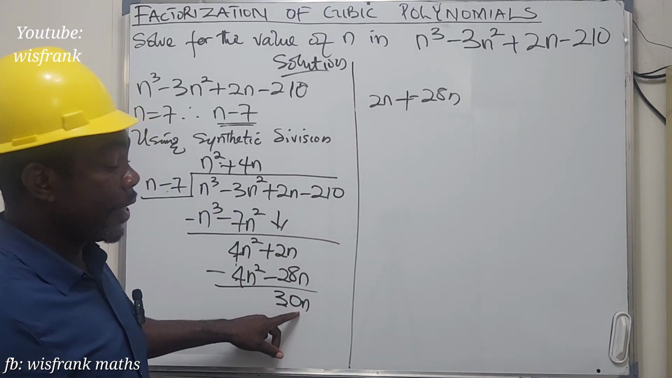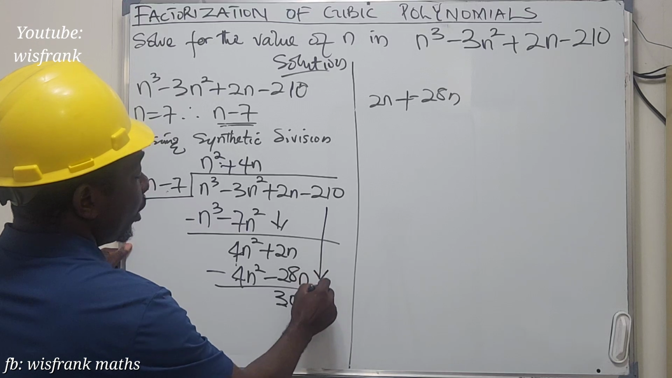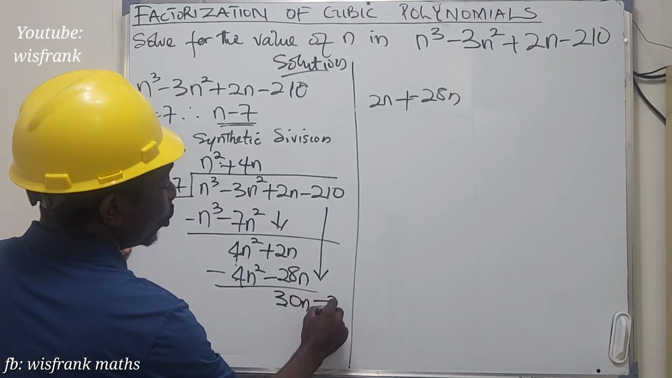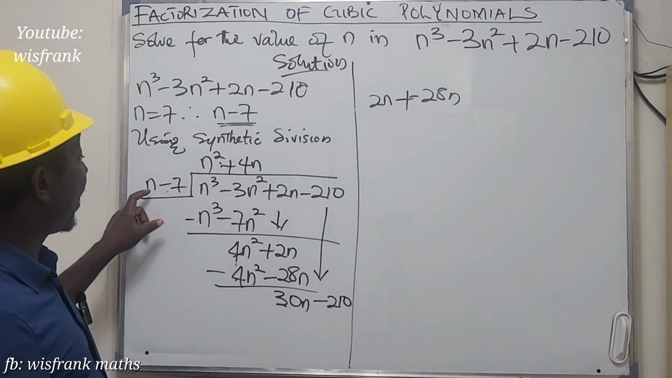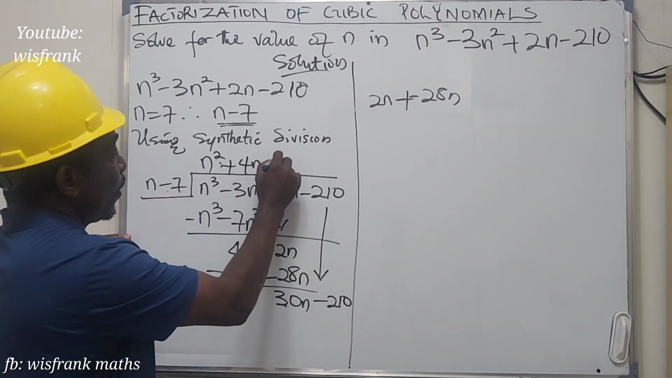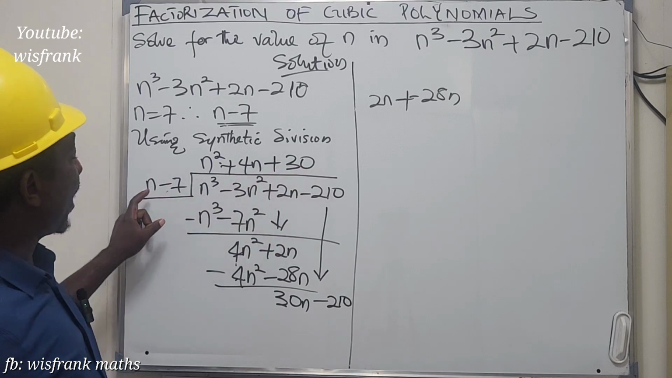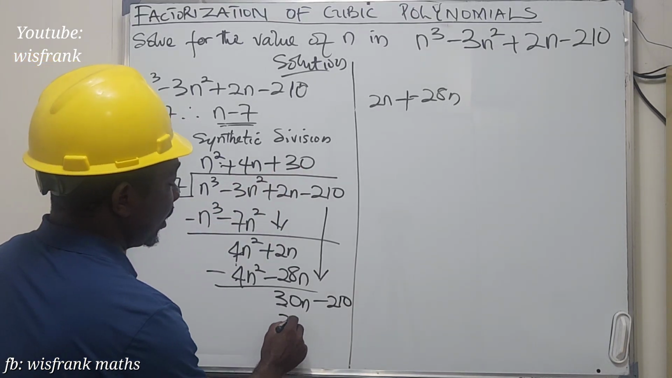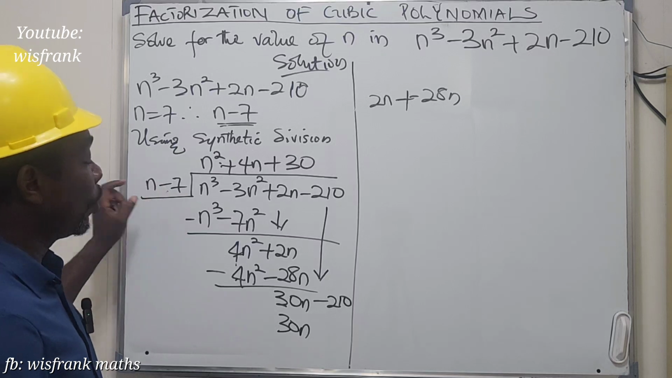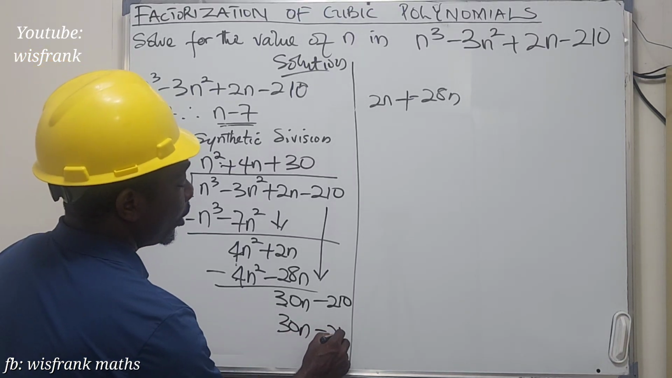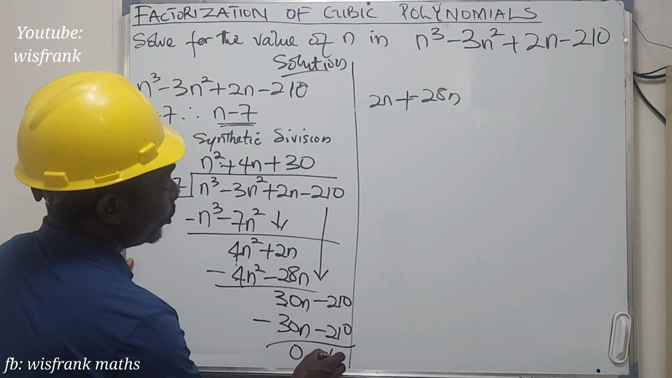That will give us 30n. So here we are going to bring down 210, so you have minus 210. Dividing 30n by n will give us plus 30. Multiplying 30 by n will give us 30n. Multiplying 30 by minus 7 will give us minus 210. When we subtract, you can see that this is 0, 0.